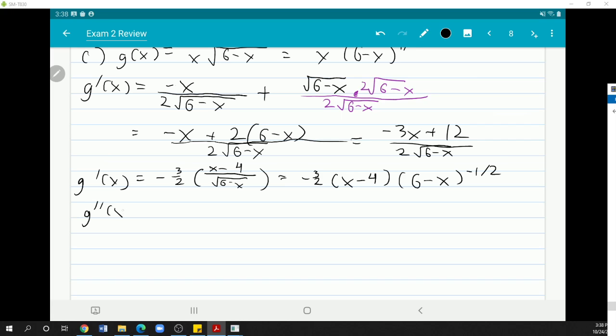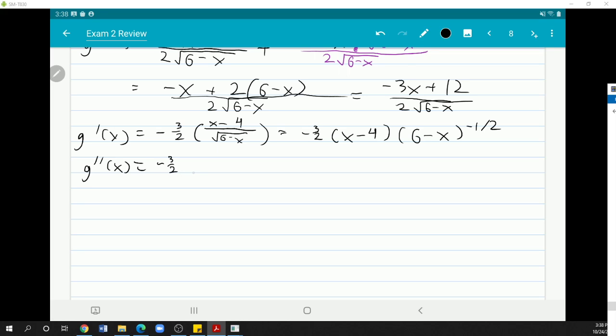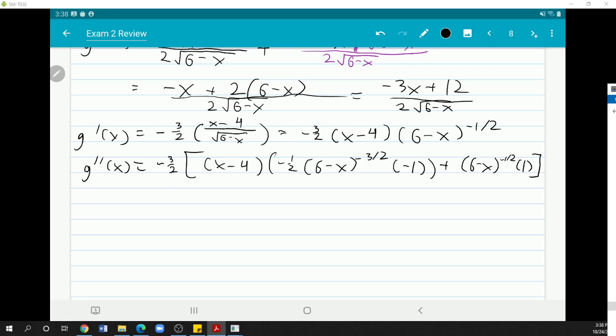So g double prime is going to be equal to minus 3/2 first times the derivative of the second, x minus 4, times minus 1/2, 6 minus x to the minus 3/2. And then we're going to have times minus 1, because that's the derivative of the inside function, so that's chain rule. Plus second times derivative of the first, that one's easier. 6 minus x to the minus 1/2 times 1. And that's what we get from there.